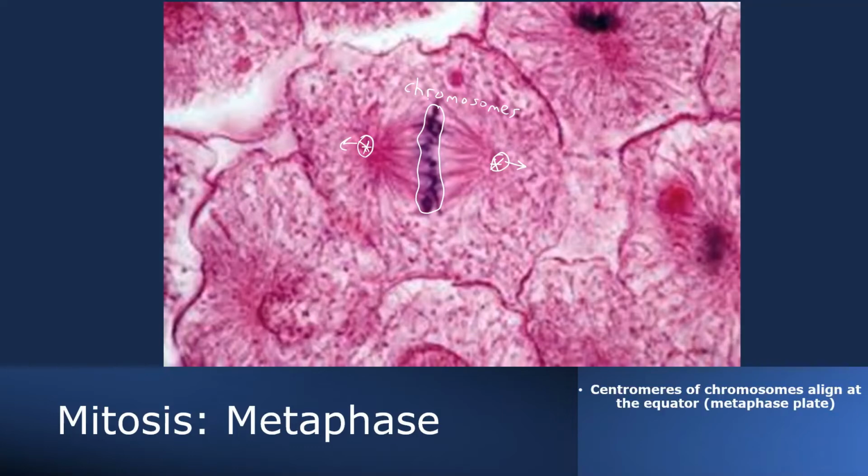And that's going to be the distinguishing feature. It says down here in the text, centromeres of the chromosomes will align at the equator, if you want, or the metaphase plate, kind of this imaginary line coming right down the middle of a cell.